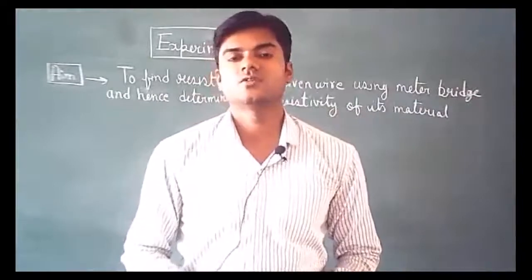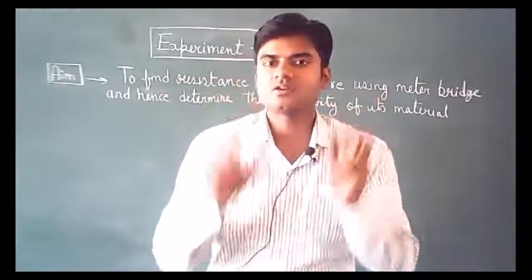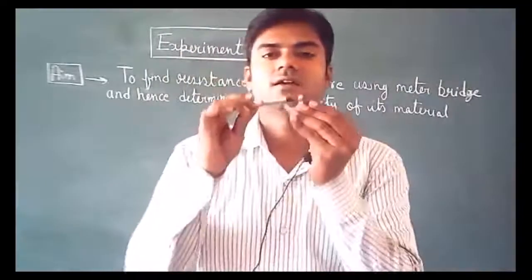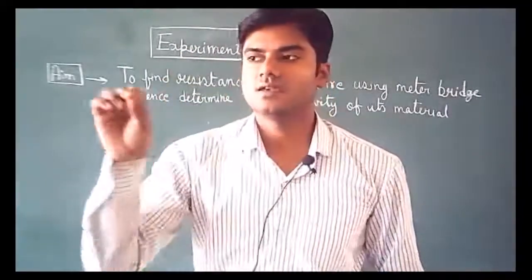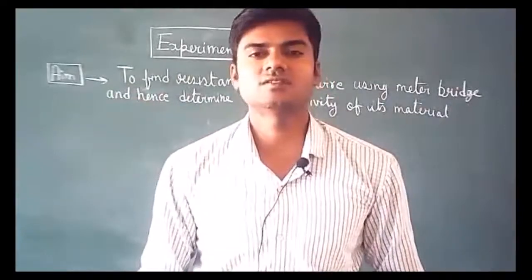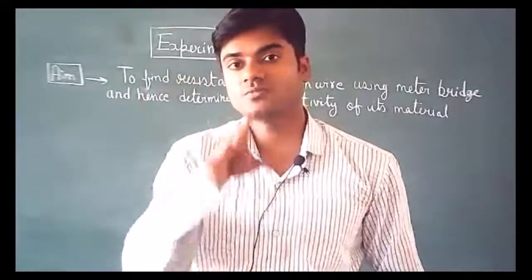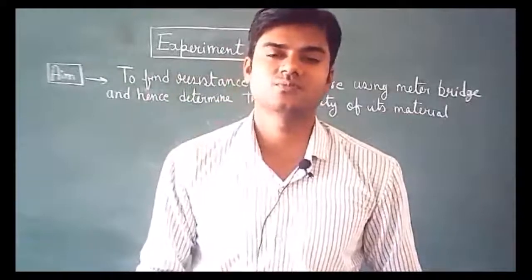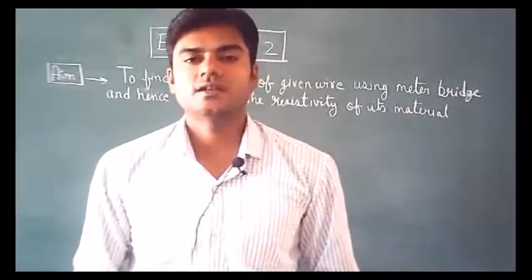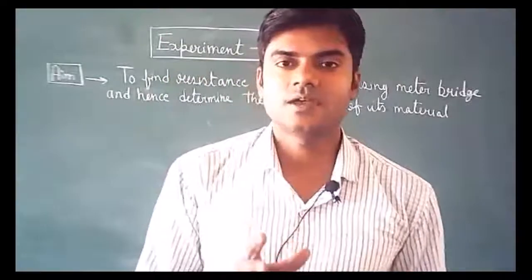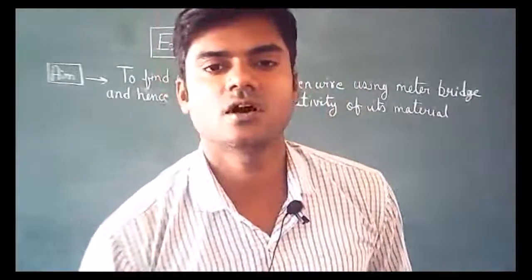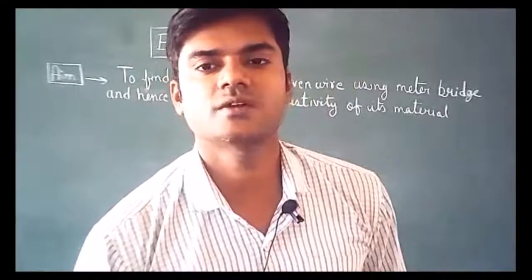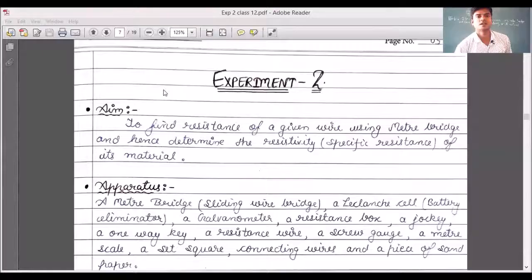For that we will calculate the length of the wire, and the diameter of the wire with the help of a screw gauge. Then in the meter bridge we will see what the resistance is, and from there we will calculate the resistivity also. So let us see the diagram, the setup, and the procedure to be followed. Let us see the circuit diagram first of all, how it will look. The circuit diagram will look something like this.